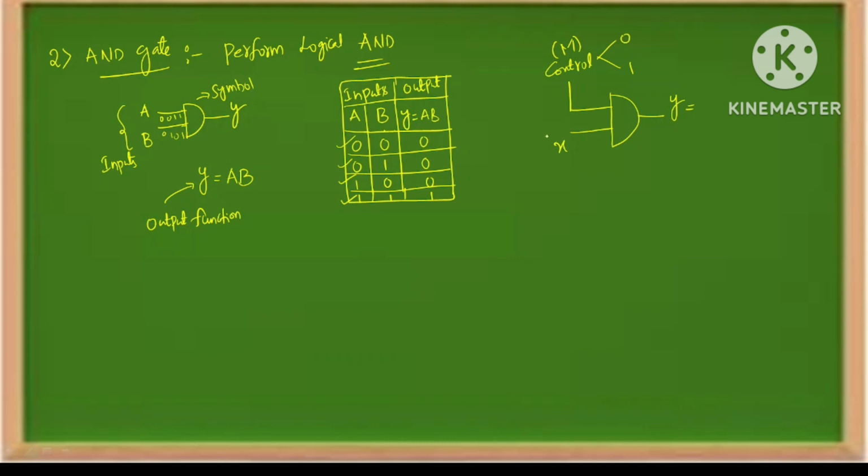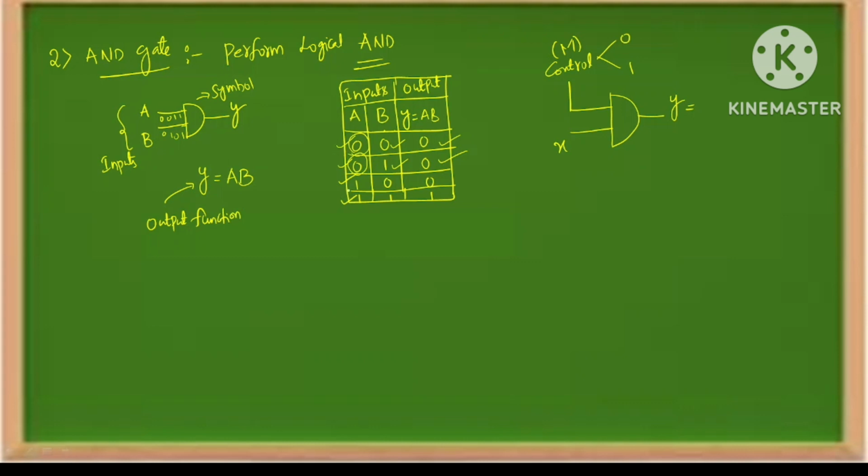For the first two combinations, if you observe, in place of A I considered the control input, and in place of B I considered x. For the first two possibilities, A is 0. If A is 0, irrespective of the B value, the output is 0. Or else you can consider the first and third combinations.